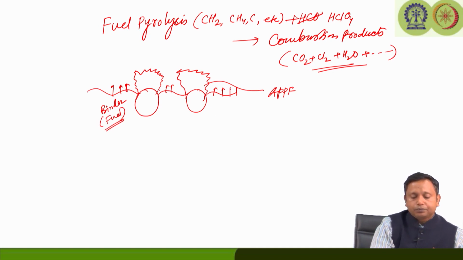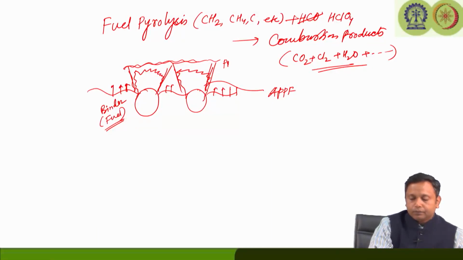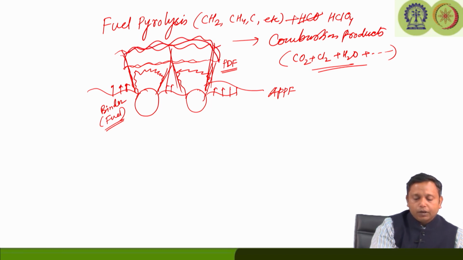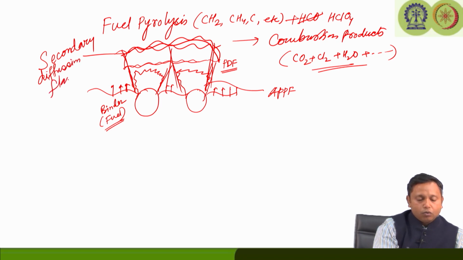The fuel vapor will come out, and they will mix with the oxidizing vapor from the ammonium crystals and initially form the primary diffusion flame, or PDF. Then the fuel vapor will react further with the oxidizer species and finally form the final diffusion flame, or the secondary diffusion flame, which is known as the SDF.